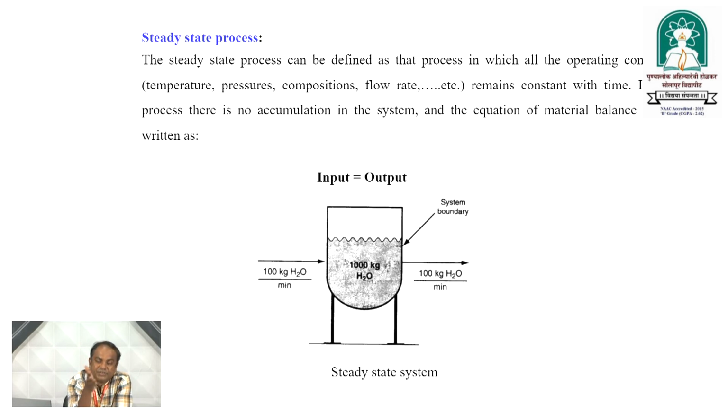So a steady state process is that process in which all the thermodynamic parameters such as temperature, pressure, composition or flow rate remain constant until the process is over. That means until accumulation of product or of certain chemical constituents takes place, these thermodynamic parameters remain constant during the process. We call such processes steady state processes. Thermodynamic parameters remain constant continuously in a process.